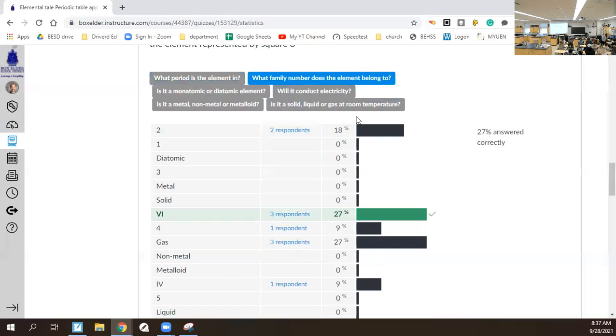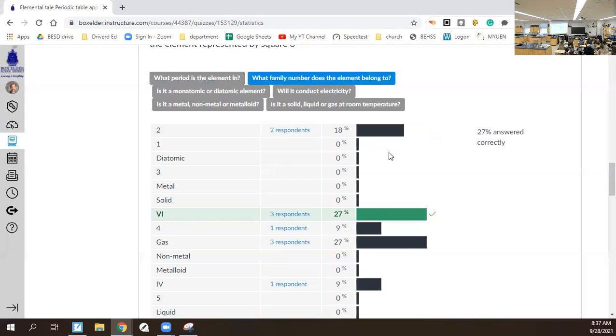So let's look again. What family does it belong to? What do we associate families with, periods or rows? Or sorry, that's the same thing. Periods or groups? Groups. So if I say, what is a family, I'm asking for what is the group it's in. So again, we're still on oxygen, I believe. So what family number does it belong to? Should we have answered gas? Is gas a number?